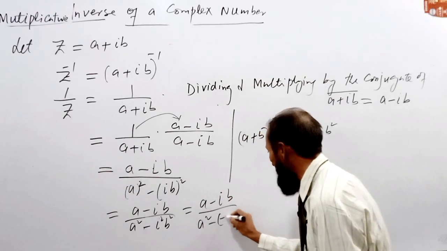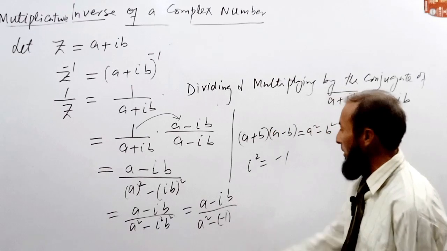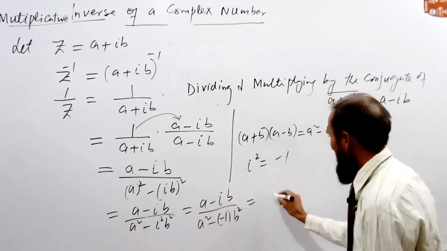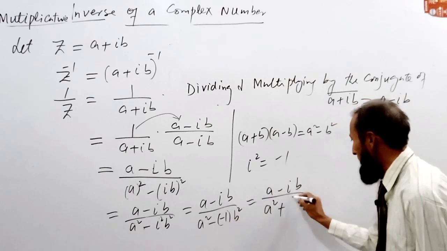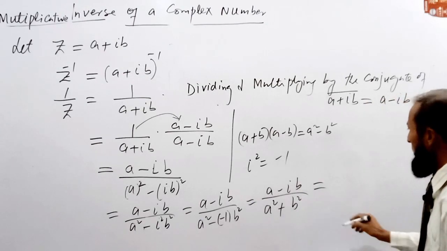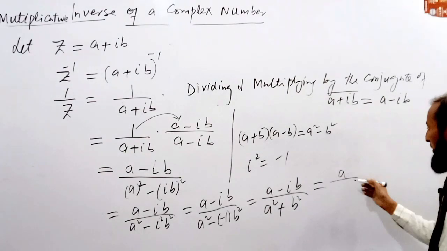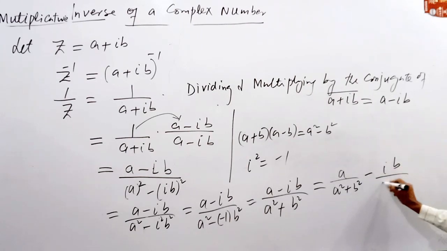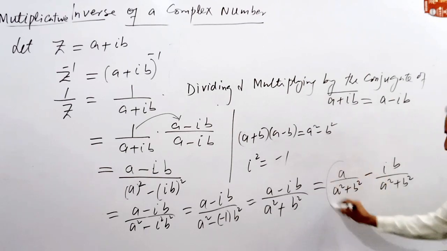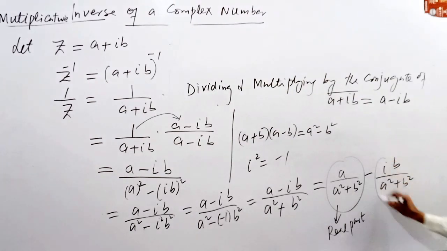Here iota square, we know that it is minus 1. So we replace iota square by minus 1: a minus iota b divided by a square minus minus, plus b square. Now we separate the real parts and imaginary parts. We can write a divided by a square plus b square, minus iota b divided by a square plus b square. This part is called the real part and this part is called the imaginary part.